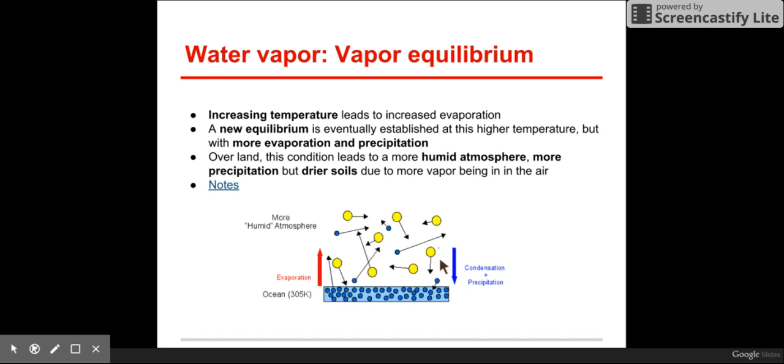Now, on a planetary scale, what this means is with global warming and warmer oceans, you get a drier planet on the land. On the other hand, in the atmosphere, you get an atmosphere that's more full of water vapor.